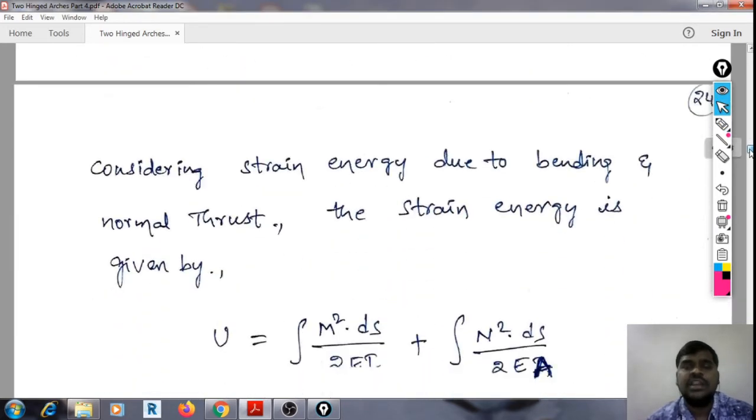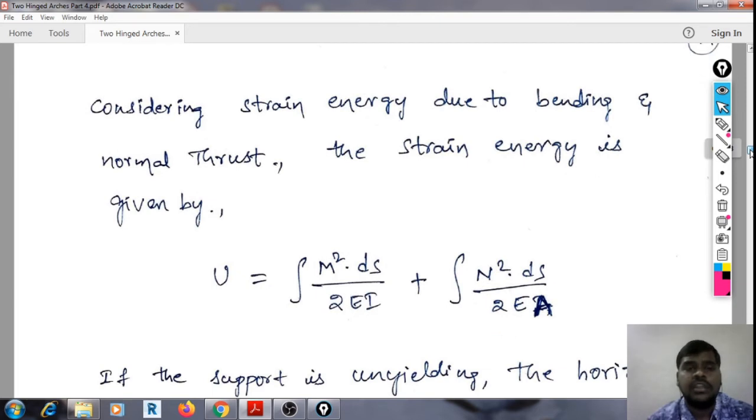Now considering strain energy due to bending and normal thrust, the strain energy is given by this basic equation, and it was taught at the start of this lecture. In the starting videos you can see U is equal to integral M square ds by 2EI plus N square ds by 2EA. This M is due to the moment and this N is due to the force, the normal thrust, right?